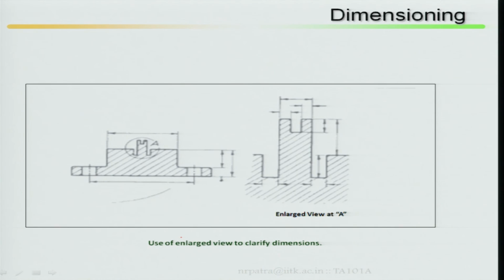Use of an enlarged view to clarify your dimensions. Suppose this is a view, and in this small part the dimension is not clearly specified. In a drawing, you can take an enlarged view of this, how it looks. Then show the dimensioning, so that the manufacturer can read what is the inside diameter here, what are the dimensions from here to here, what is the inside dimension here, what is the inside diameter here, what is the spacing here, everything can be marked. As far as possible you can enlarge for clarity.